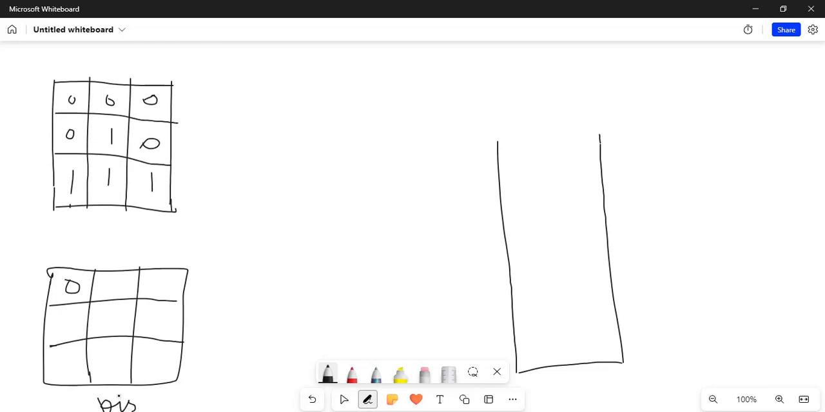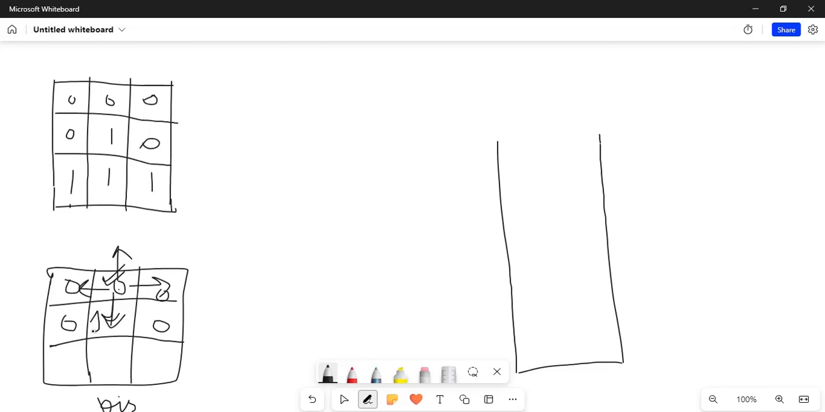Let this be visited, and this is your matrix. For 0, all the values will be 0. If you are at this index, ij index, then you will try all four neighbors. Okay, all four neighbors.